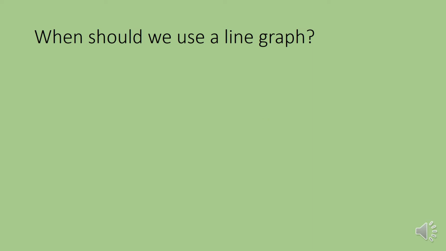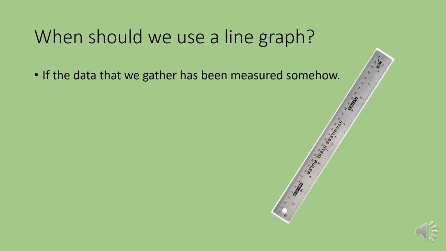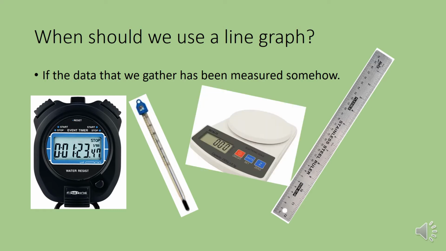So when should we use a line graph? Have a think about when we use a bar graph and think about what you know already about when to use a line graph. Okay, so if the data that we gather has been measured somehow, it might be with a ruler, so it could be a distance. Maybe it could be a temperature. And if we're weighing something, we can use that as a line graph, that result.